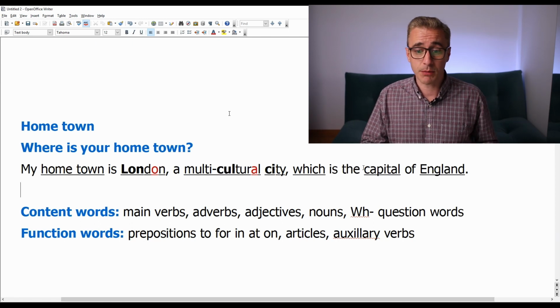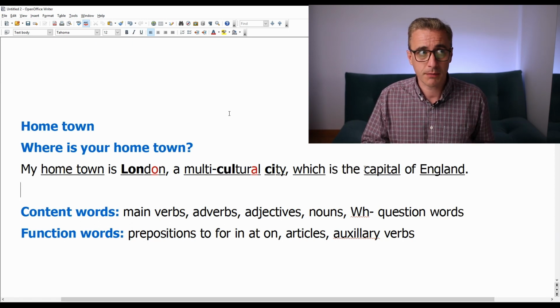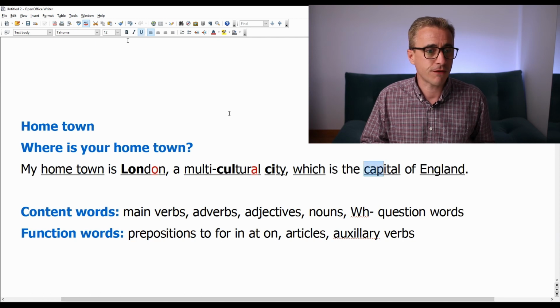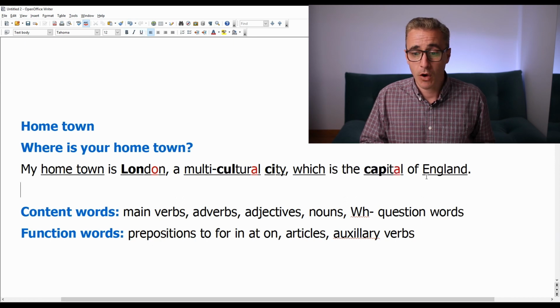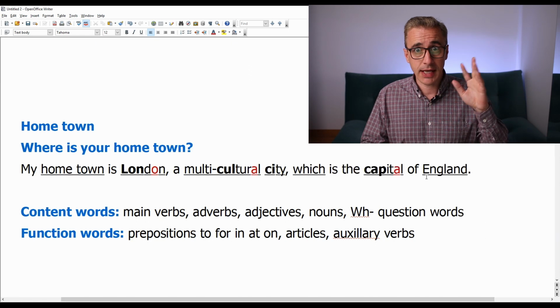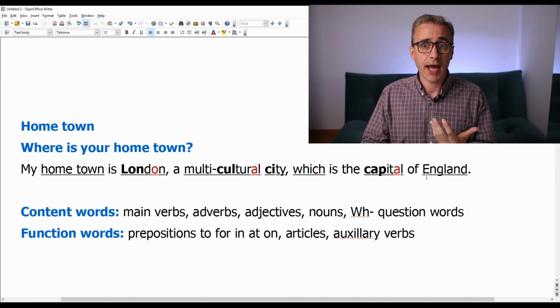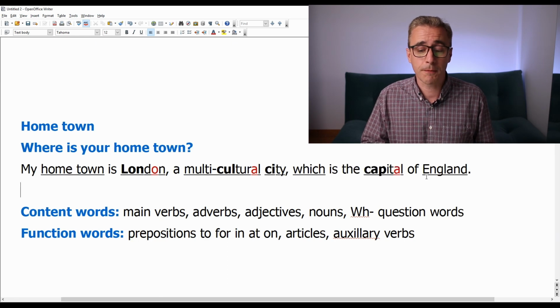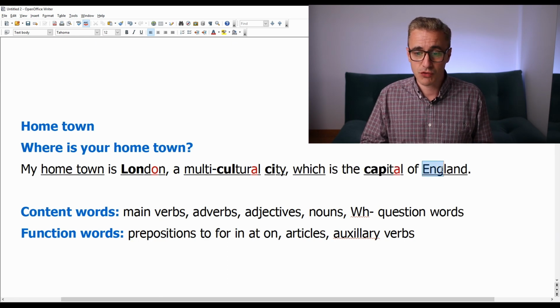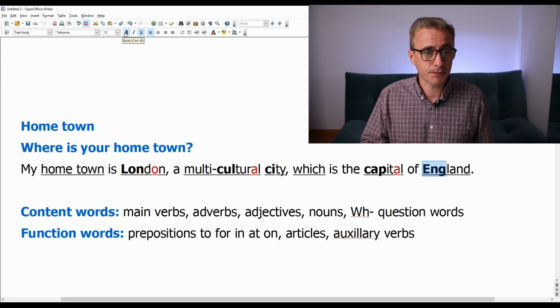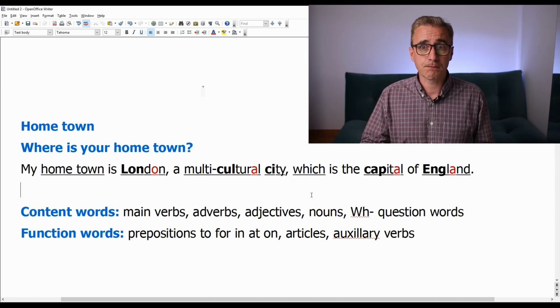Capital, so that's three syllables. Again, capital, capital, I have to think about that. Stress the first syllable. And I believe that should be a schwa here in the weak syllable. Of England, England. You notice we changed the pronunciation of the second part. It's not land because we're going to use the schwa here. So we stress the first syllable, ing, and then we put the schwa in the weak syllable.